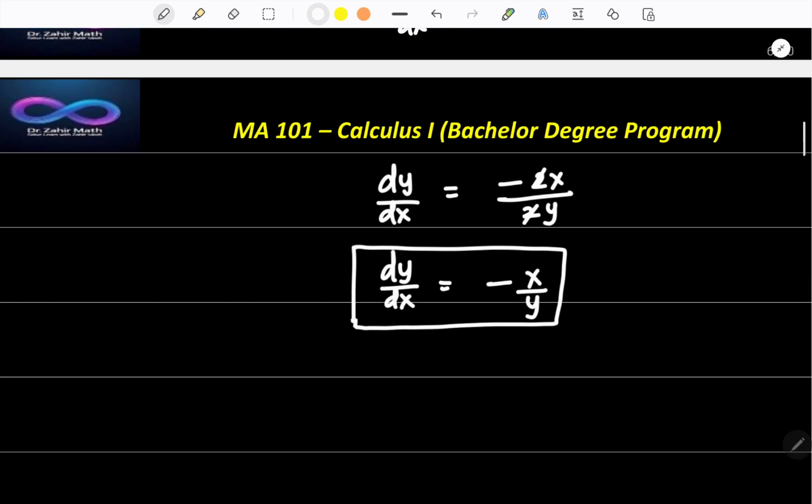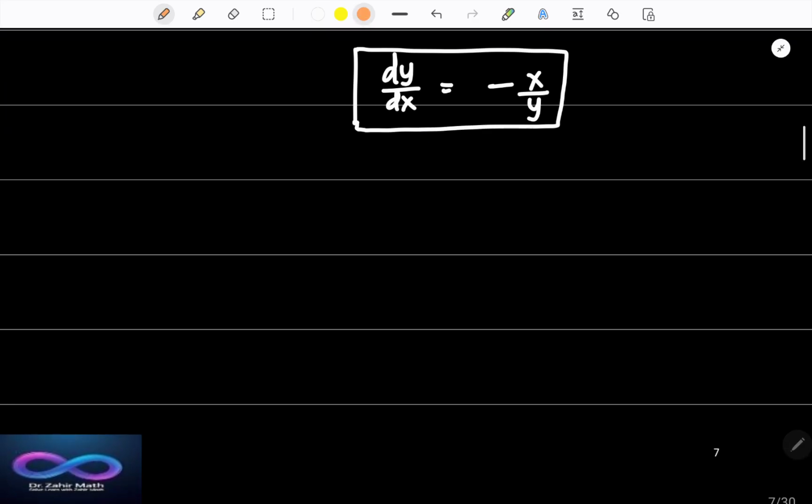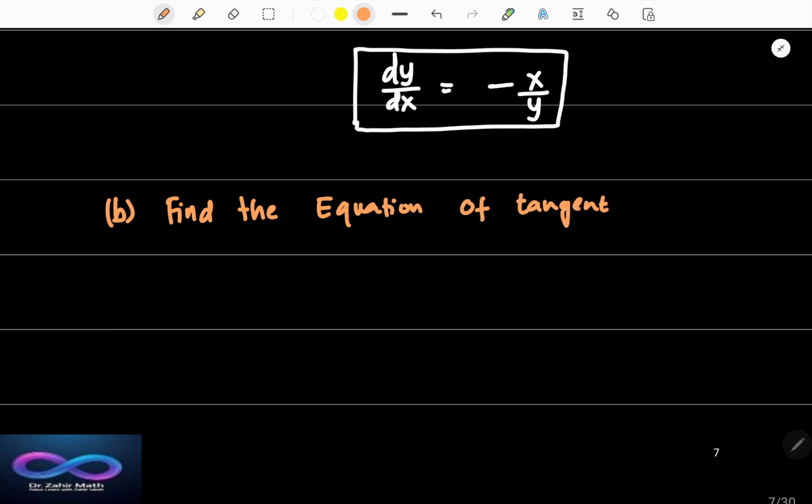Right. Then the second question is, in the same thing, you have the second question. The B question is, find the equation of the tangent. Find the equation of tangent to the circle, x square plus y square is equal to 25, at the point (3, 4).